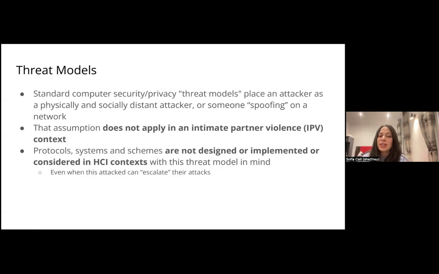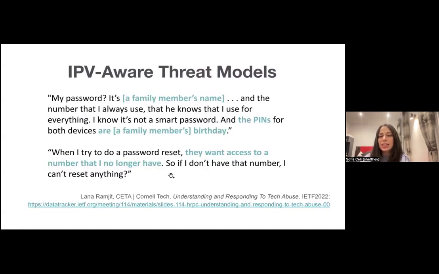But that assumption usually doesn't apply, for example, in the case that we have been talking about, which is intimate partner violence. Because in this case, you have an attacker, an abuser, that has close contact with that specific victim, and that can also control a lot of parts of the life of that specific victim. And this threat model, what we have seen, is indeed not addressed by the majority of the protocols that get standardized. So I'll point you here to a really great work by Lana Ramjit that I really like as a researcher. Please invite her in the future.